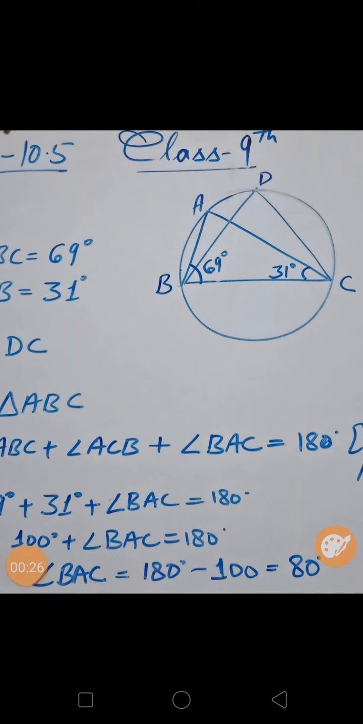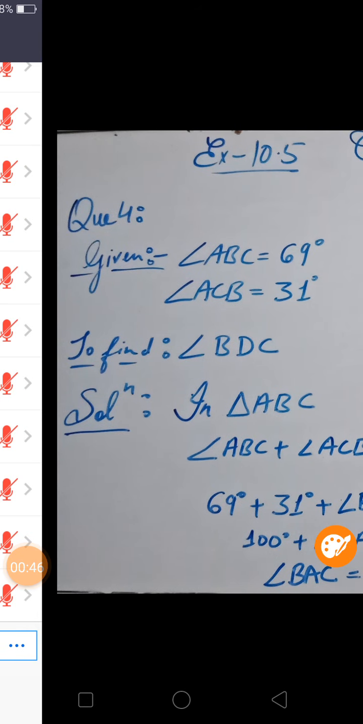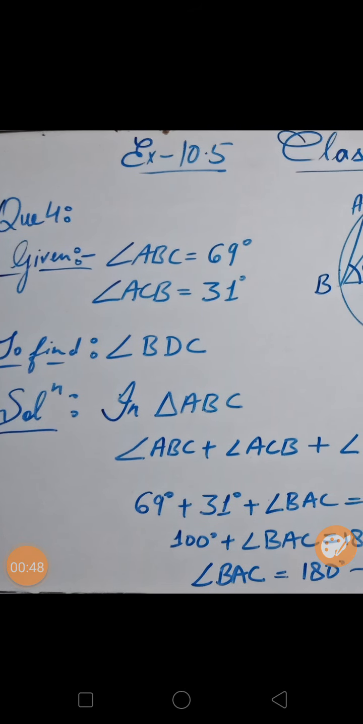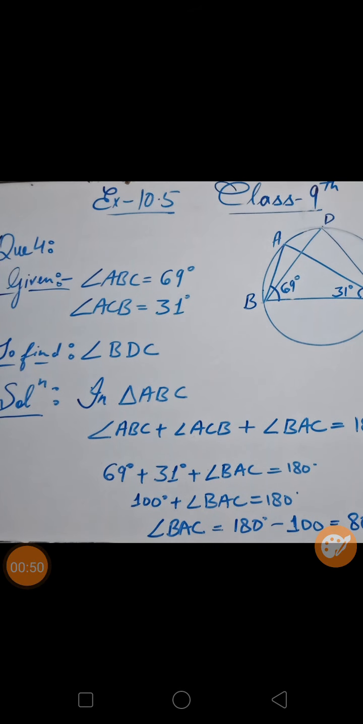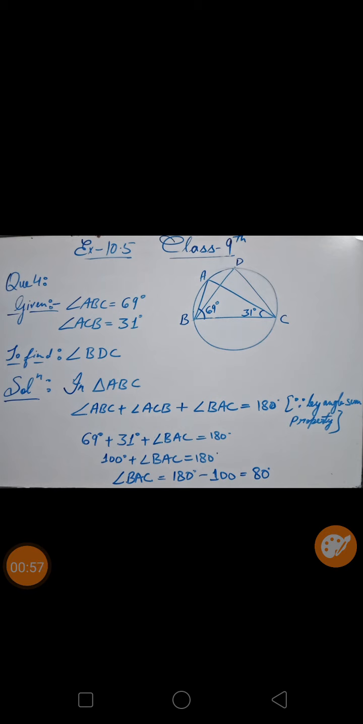Angle ABC means you can see this is a triangle ABC. In this triangle ABC, the second angle is ACB, this angle. Two angles are given in this triangle, so we will find angle BAC by the angle sum property. It is given in triangle ABC: angle ABC plus angle ACB plus angle BAC is equal to 180 degrees by the angle sum property.